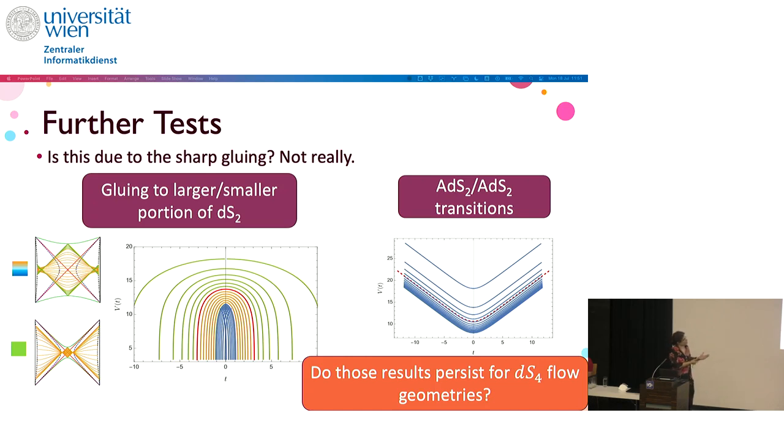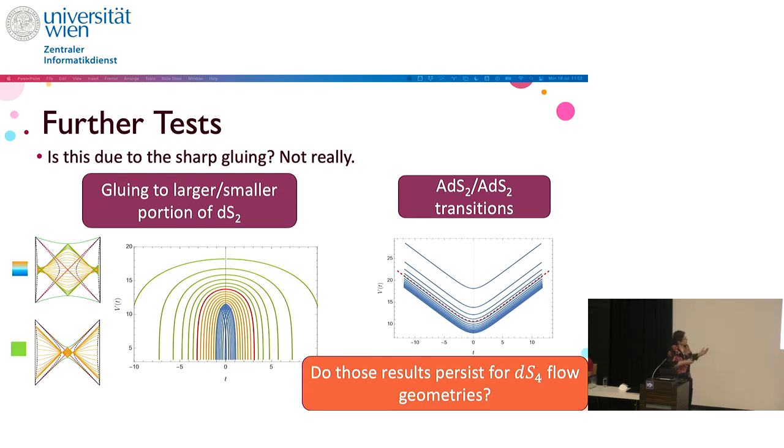On the other hand, if you do sharp types of transitions between two anti-de Sitter spaces with different cosmological constant, you would always see a linear increase in the usual way that we see in anti-de Sitter space, dictated by the size of the horizon.